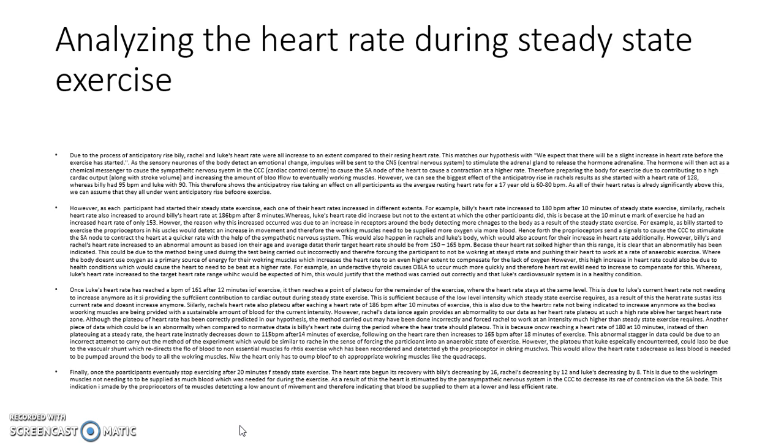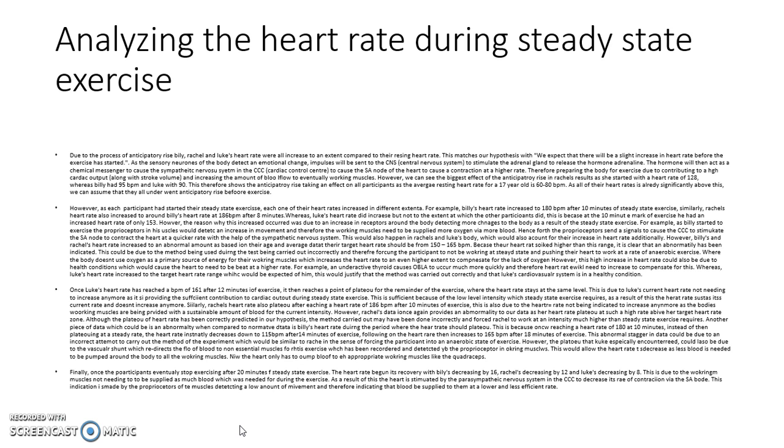For example, an underactive thyroid causes OBLA to occur much more quickly, and therefore heart rate will need to increase to compensate for this. Whereas Luke's heart rate increased to the target heart range, which we would expect of him. This would justify that the method was carried out correctly and Luke's cardiovascular system is in a healthy condition. Once Luke's heart rate has reached a BPM of 161 after 12 minutes of exercise, it then reaches a point of plateau for the remainder of the exercise, where the heart rate stays at the same level.